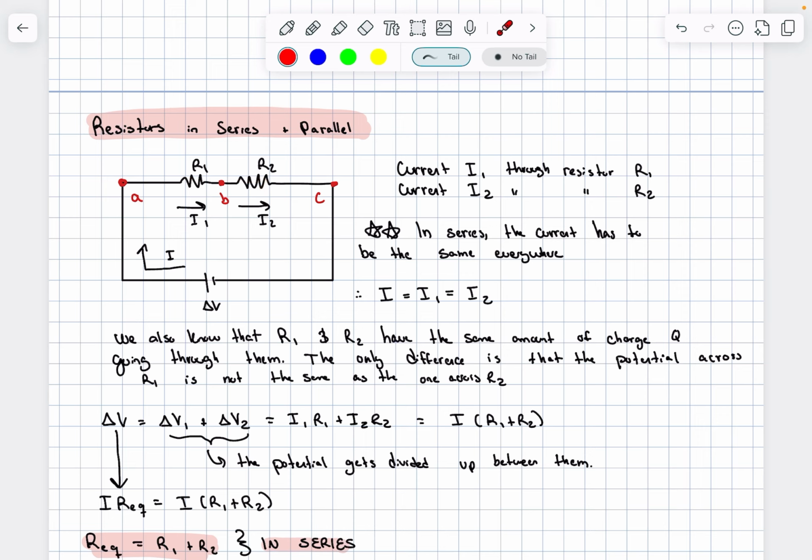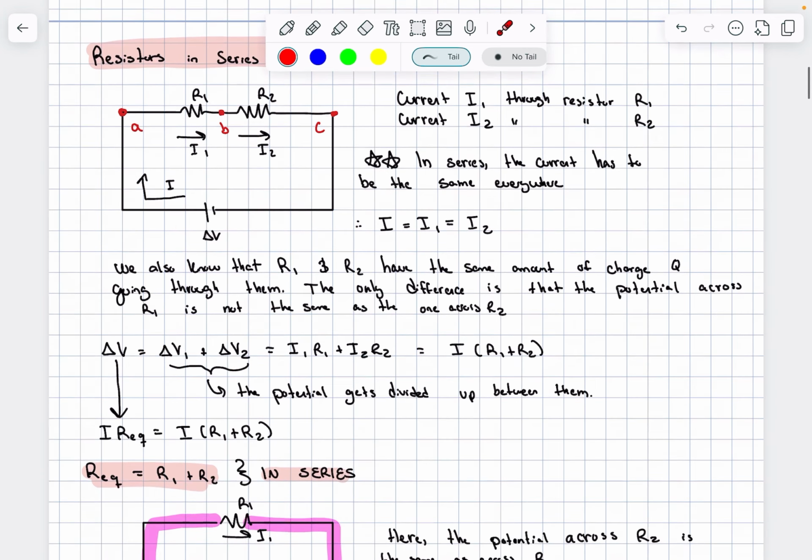What is different, however, is the potential differences across them. So there's a potential drop here and a potential drop here. We don't necessarily know what they are, but we know that when we add them up, delta V1 plus delta V2, we get delta V here, because the power here gets given to this one and to this one here. So delta V is equal to I1 R1 plus I2 R2.